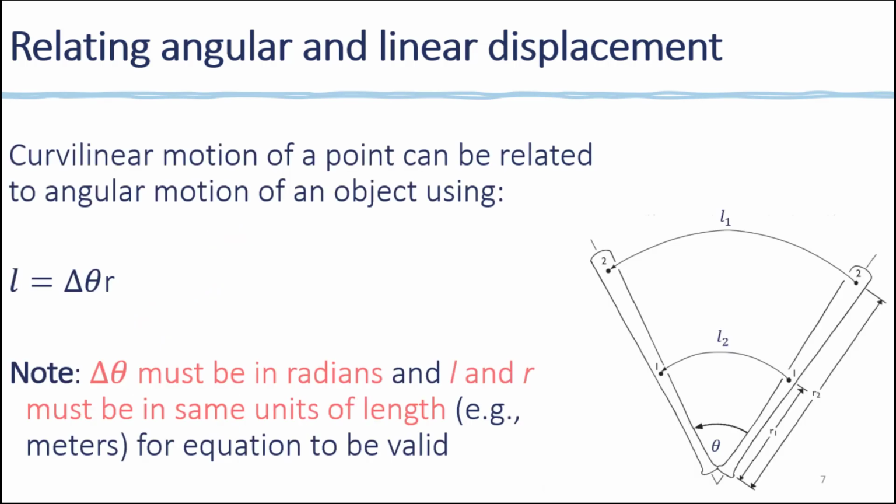So I'll repeat all of that in a condensed way here. The curvilinear motion of a point on an object can be related to the angular motion of that object using this formula here. L is equal to delta theta times R, which means arc length is equal to angular displacement times the radius. Now, there are two things that are super important to remember for this relationship to be true. First, like I said, the angular displacement must be in radians. And second, the units of length for arc length and for the radius must be the same. So both the arc length and the radius have to be in millimeters, for example, or in meters. They just have to be the same.